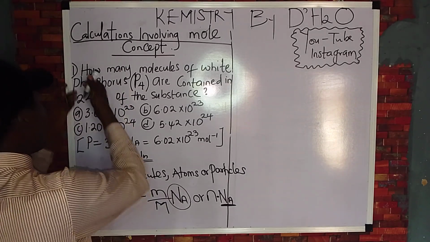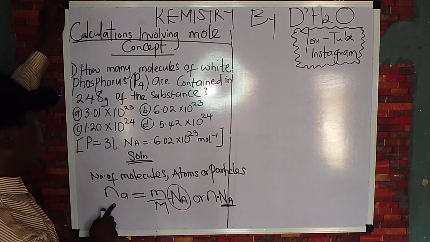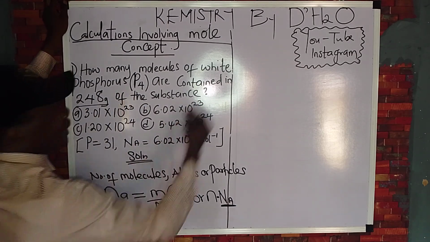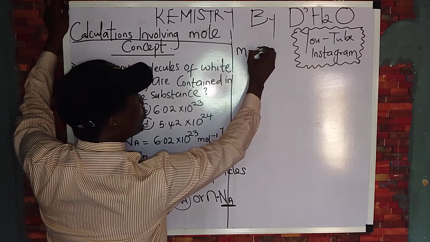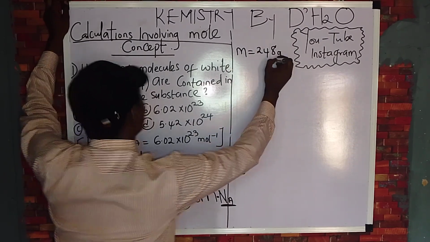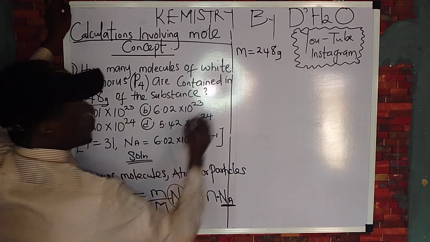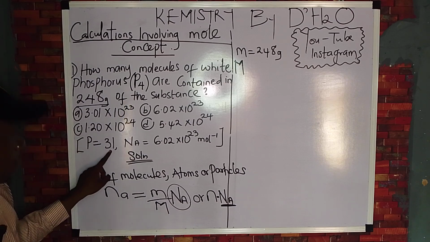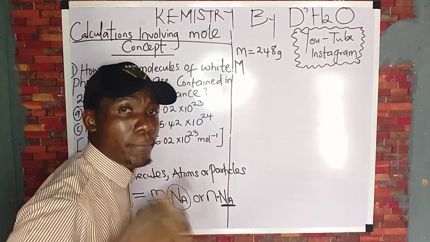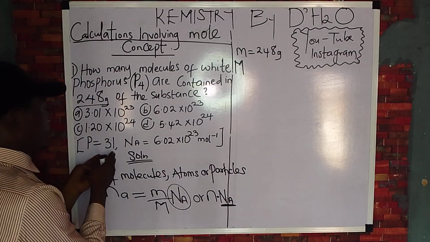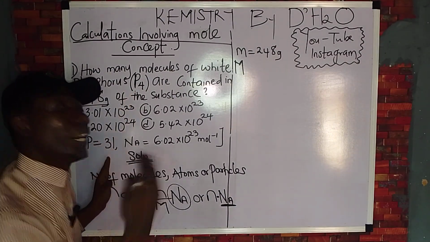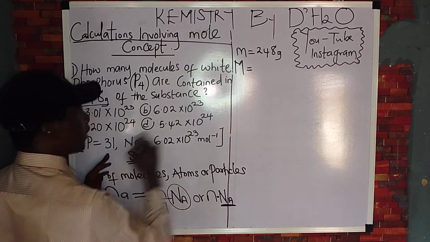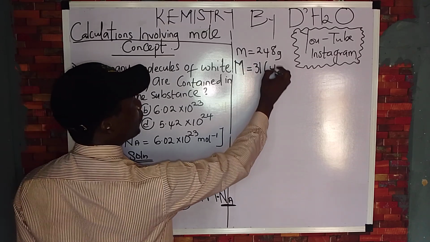Okay, how many molecules, that's what we are looking for, of phosphorus are contained in this? This is the mass. The mass m is 248 grams. Now remember, what will be the molar mass of phosphorus? They gave us the relative atomic mass to be 31. Remember, I told you, if you are given relative atomic mass, and this phosphorus is a polyatomic molecule, so it has 4 here, meaning that we are going to multiply the relative atomic mass 31 by 4.